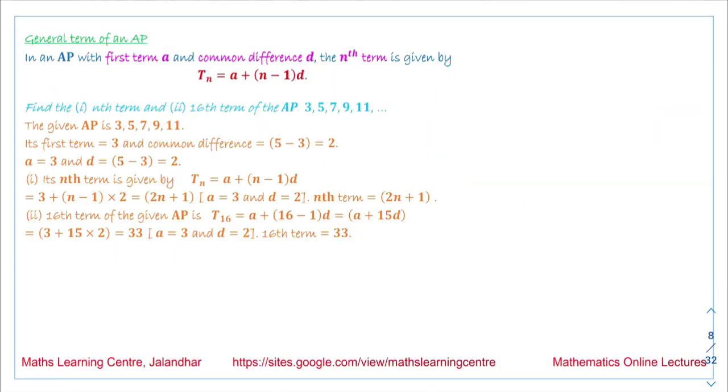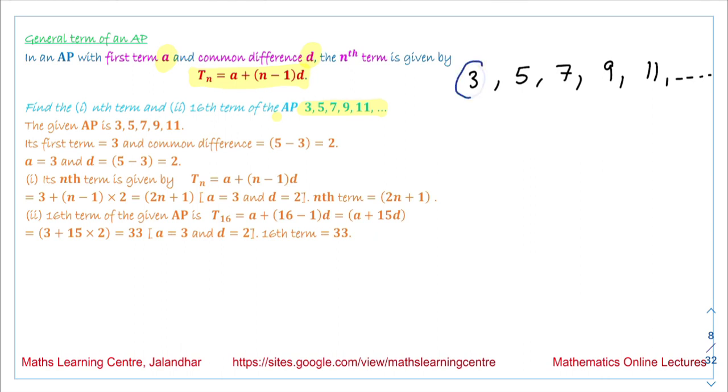So now we move on to the next slide. It is given that if the first term of an AP is A and the common difference is D, then the nth term is A plus n minus 1 D. In the next question, it is: find the nth term and the 16th term of this AP. The AP we have is 3, 5, 7, 9, 11 and so on.